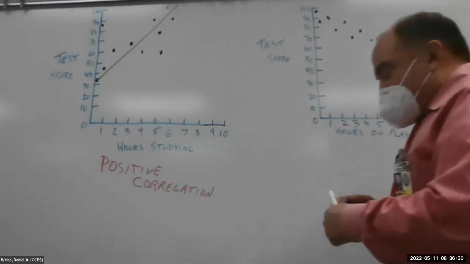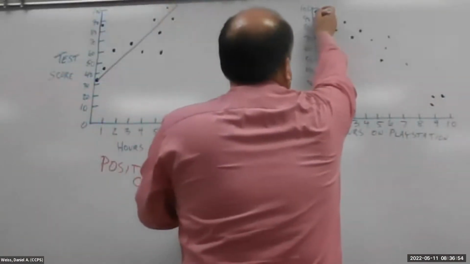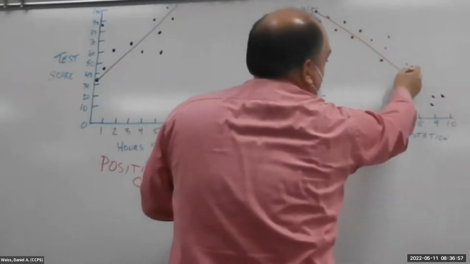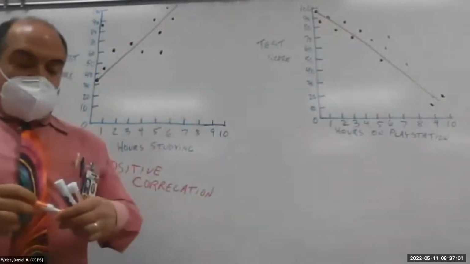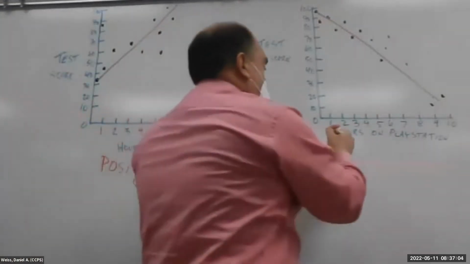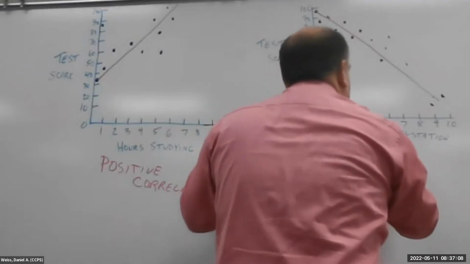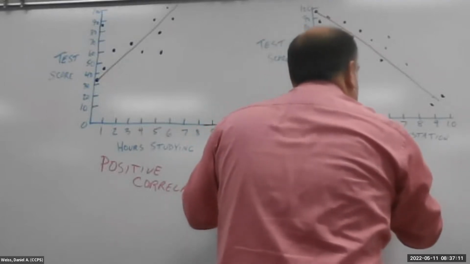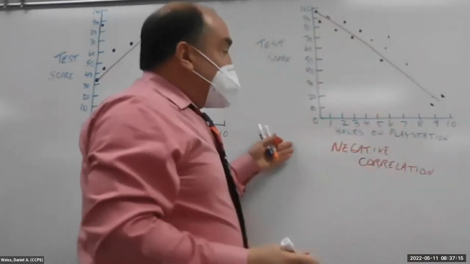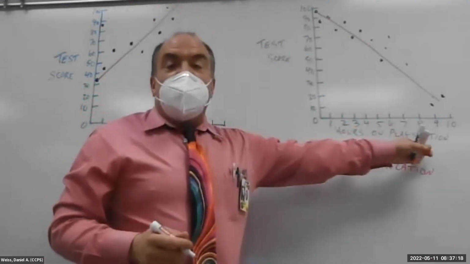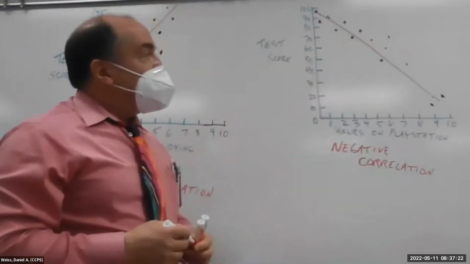Does it make sense though that here, if I were to make a line, it's going downward as you go across, right? Okay, this is called a negative correlation. As the number of hours on PlayStation increase, the test scores decrease. Okay.